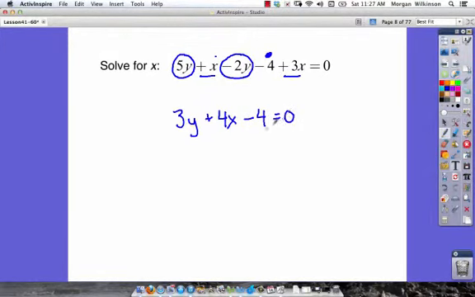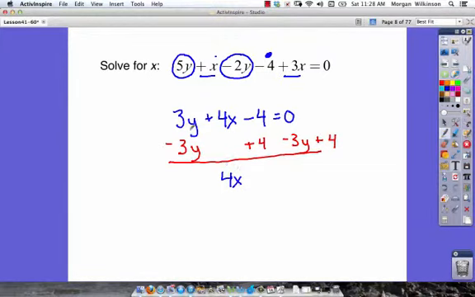Now we want to solve for x, so we're going to subtract 3y from both sides to balance it out. And we're going to do the plus 4 at the same time. We're going to move the plus 4 over to the right-hand side as well. Doing that all in one step lets us get 4x, because everything else cancels, is going to be equal to negative 3y plus 4.